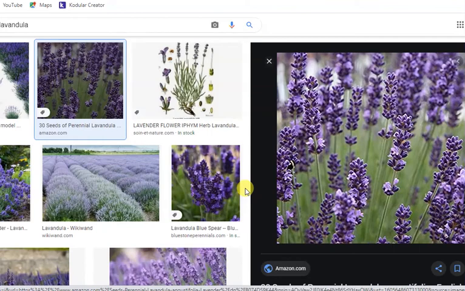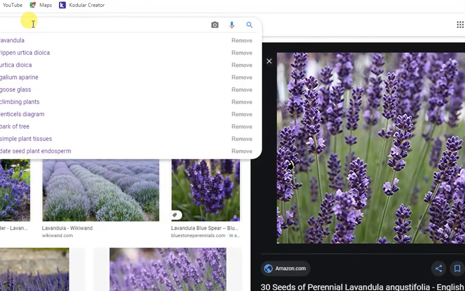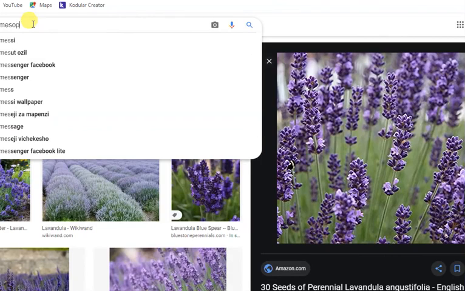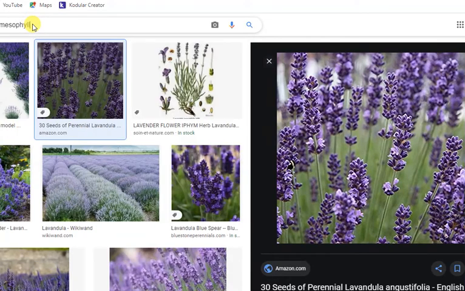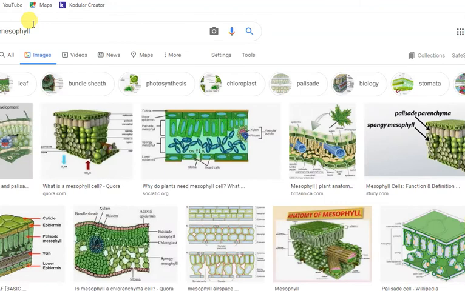So we have finished about the epidermis, and now we are going to start our discussion about the mesophyll. So we have discussed about epidermis. Now we are discussing about the mesophyll.